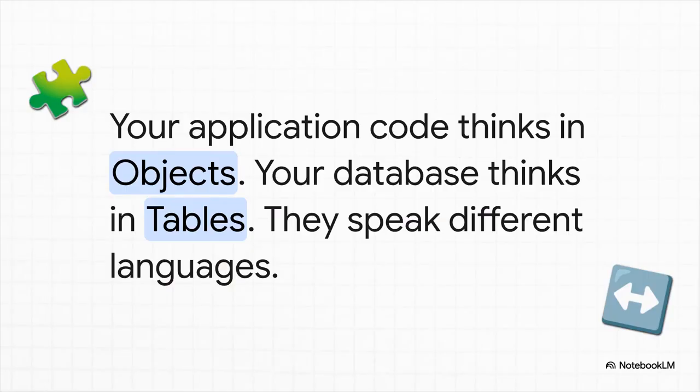But here's where we hit a really big wall. Our application thinks in terms of Java objects, with fields and methods and complex relationships. But our database, it thinks in terms of simple, flat tables with rows and columns. They basically speak different languages. And this headache has a name. It's called the Object Relational Impedance Mismatch.